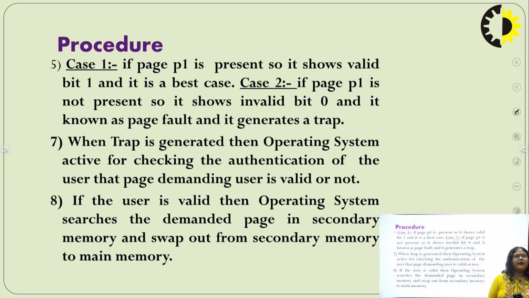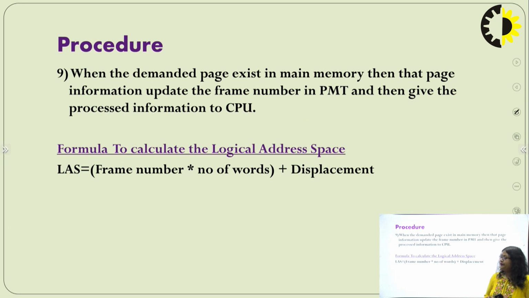Case 1 explains the process of P1 where the page is present, so it shows the valid bit 1, and it is the best case because it is already stored in the main memory when the user demands. If the page is not present, it shows an invalid bit, that is 0. Now, how do we calculate the logical address space? Basically, logical address space equals the frame number into the number of words plus displacement.